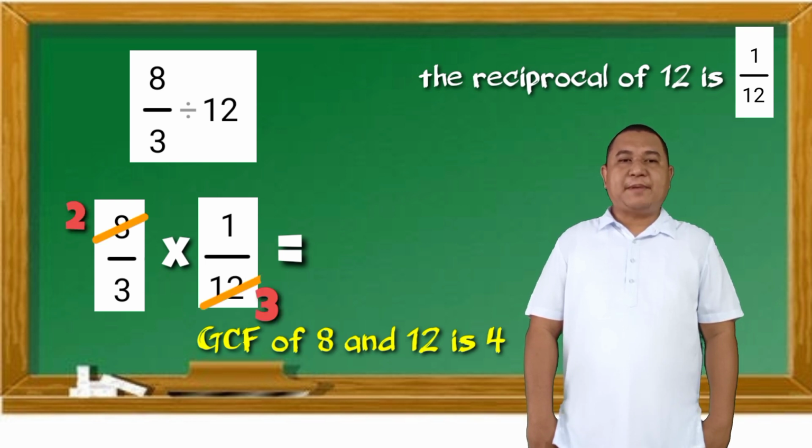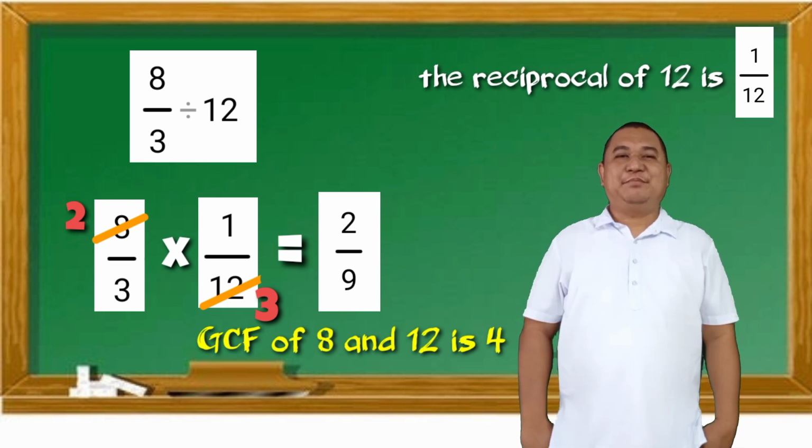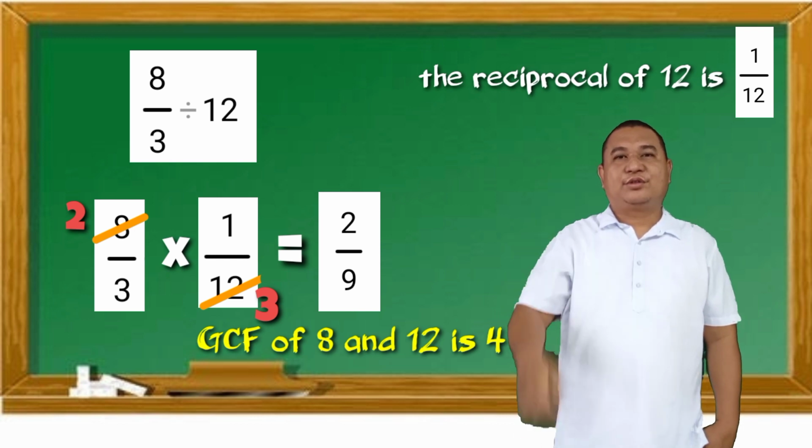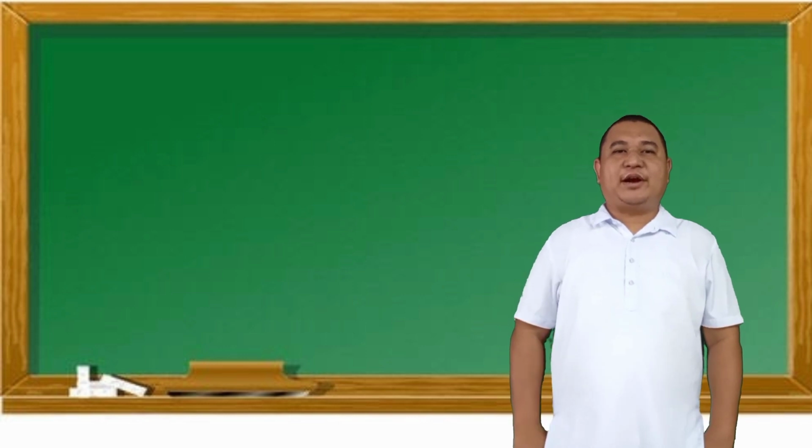Now, multiply the numerators 2 and 1. The product is correct, 2. And multiply the denominators 3 and 3. The product is 9. The final answer is correct, 2 9ths. Okay, we are done with our discussions on dividing fractions and mixed fractions.